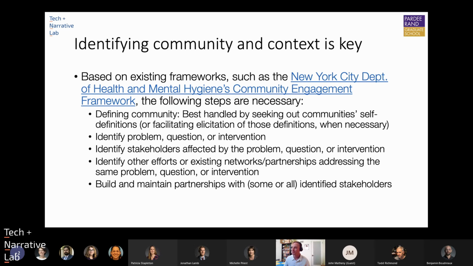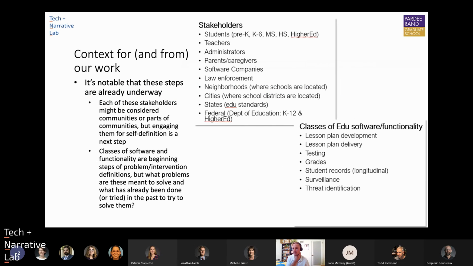And finally, you need to build and maintain partnerships with some of those stakeholders we've identified. Go ahead and go to the next slide, Ben, and I'll talk about the ways that we can start doing that, ways we've already started to do that. So bringing some context from our project into this, we've already started to identify some of these stakeholders, some of these communities: students, teachers, administrators, all the way down to some more geographic depictions of community.